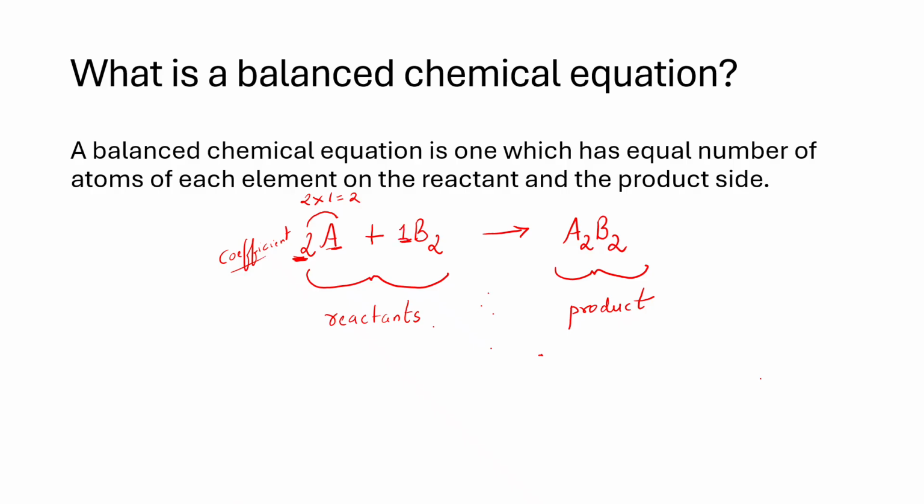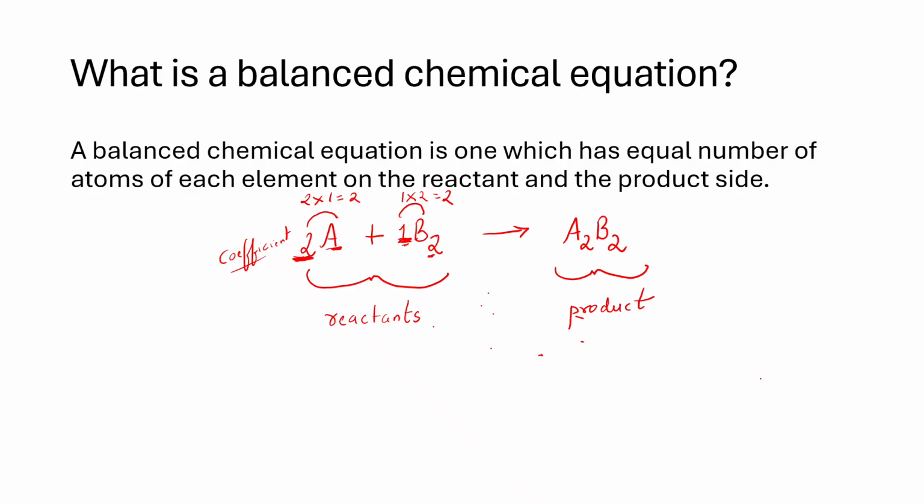Again we do the same thing. We multiply the coefficient with the subscript associated with this element, and the number again turns out to be 2. But notice how the number came out to be 2 for both of these reactants due to different reasons. One had a coefficient of 2 multiplied with the subscript of 1, and for the other it was the other way around. It had a coefficient of 1 and a subscript of 2.